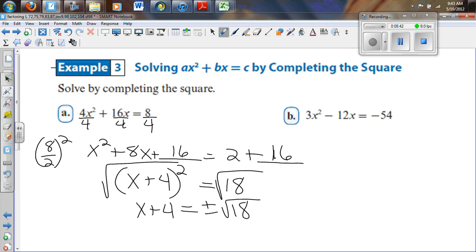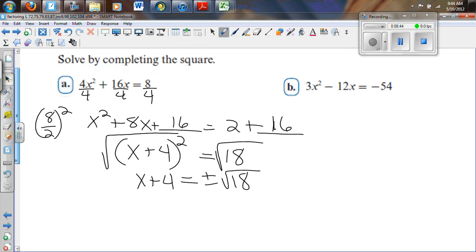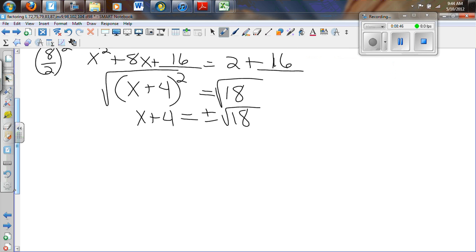And so I'm going to leave it like that, and I'm going to simplify this equation. And so I'm going to minus 4 from both sides. So really x is equal to negative 4 plus or minus the square root of 18. And I want to leave it that way because I can only approximate the square root of 18. And so my answer is negative 4 plus or minus the square root of 18.